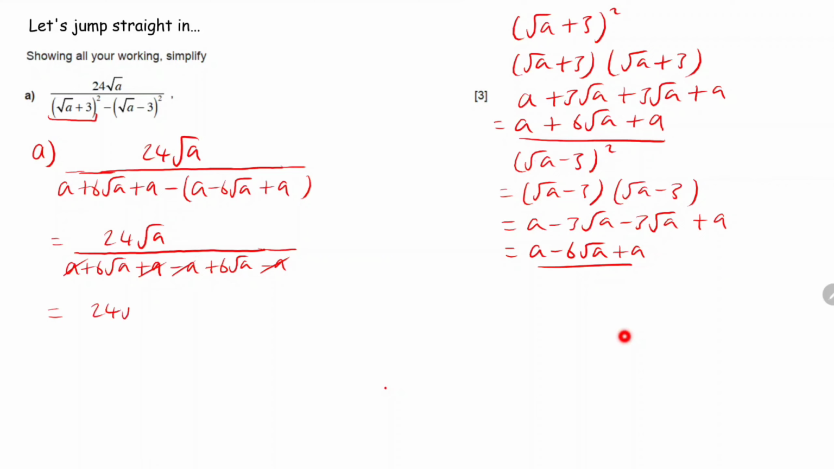So the top is 24 root a. The bottom is 6 root a plus 6 root a, which gives us 12 root a. Root a's cancel, and 12 goes into 24 twice, which gives us an answer of 2. There's our final answer. Now you could check that answer by substituting a value for a into the expression. For example, if you made a equal to 6, you could run that in your calculator and check your answer, and it'll simplify to 2.